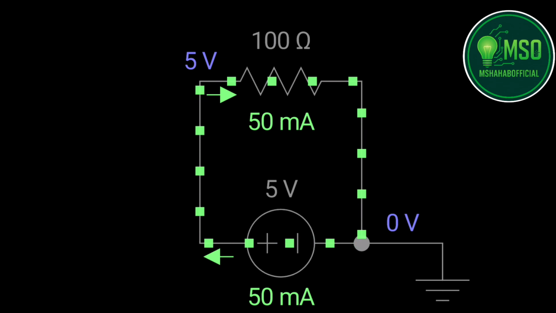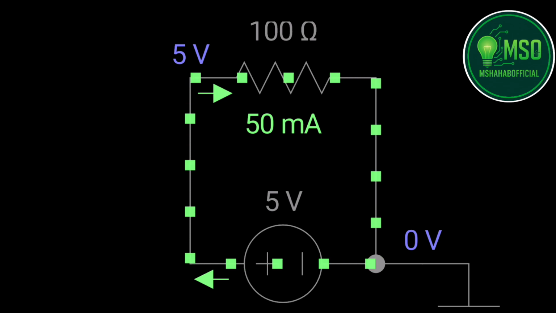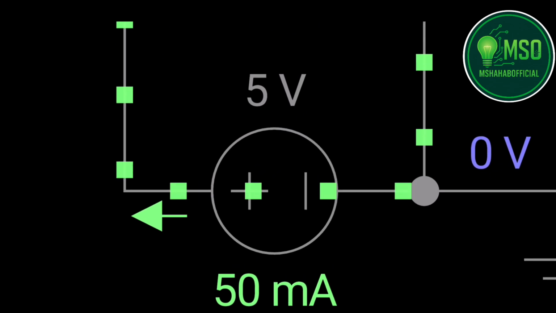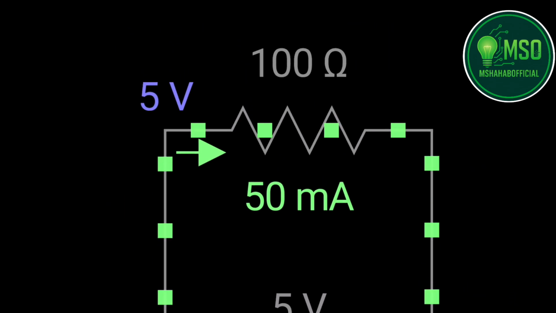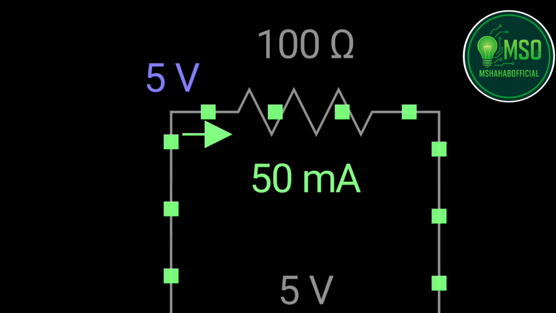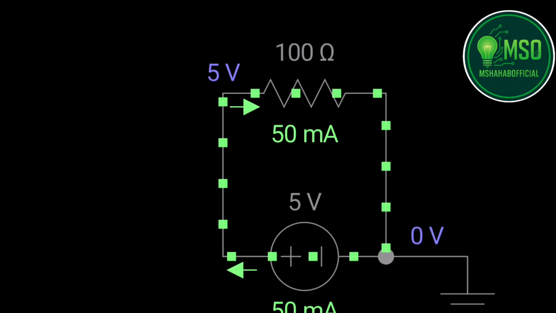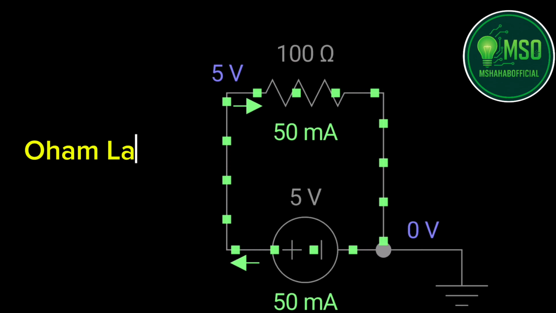I hope you can understand what electric current is. Electric current is the continuous flow of electric charges through a conductor. In this example, the green dots represent that flow. As you saw, increasing the voltage made the current move faster, while increasing the resistance slowed it down. This clearly demonstrates that current depends directly on voltage and inversely on resistance, as described by Ohm's law.